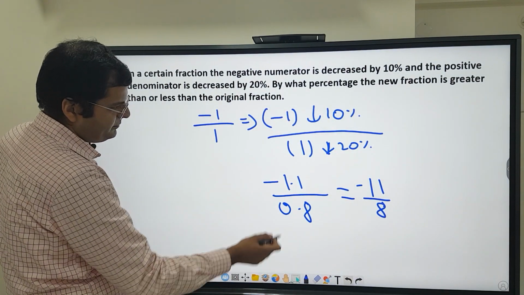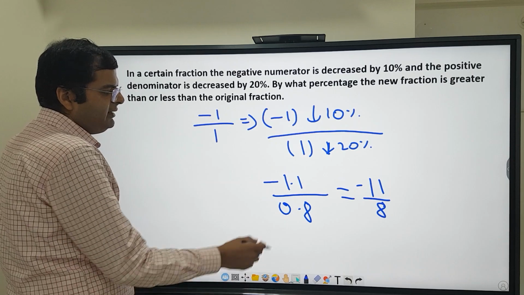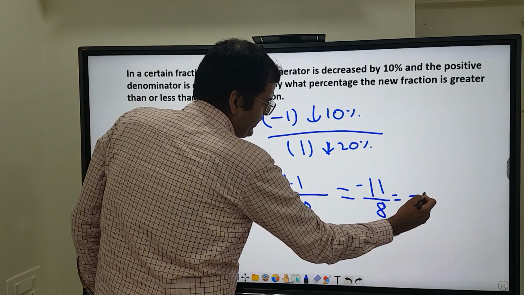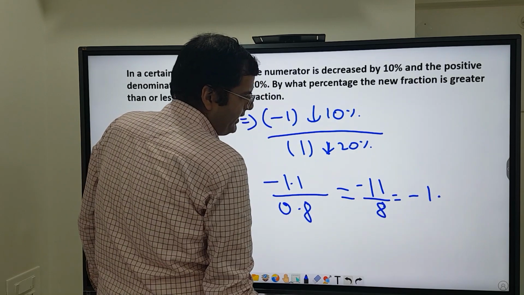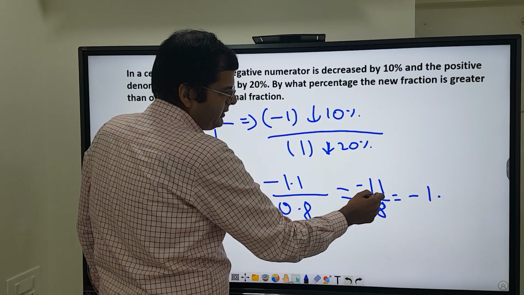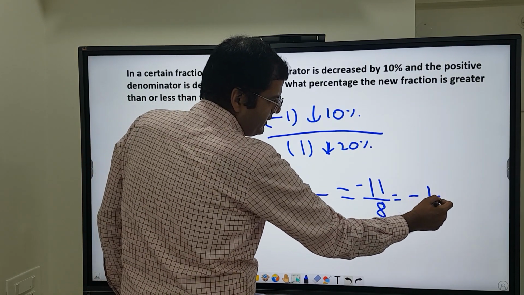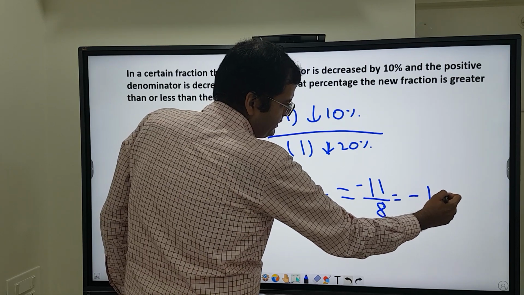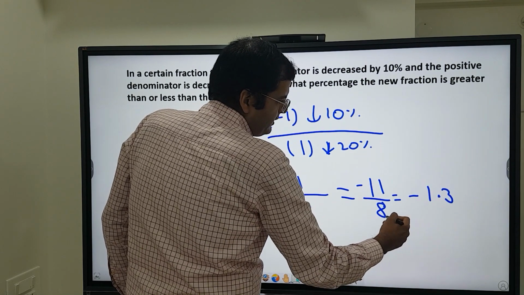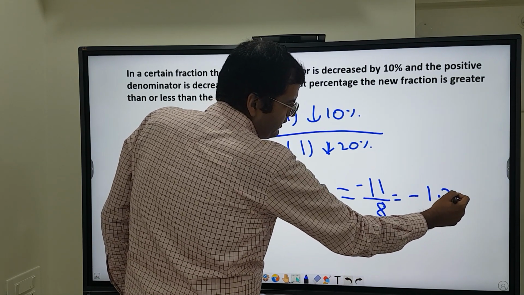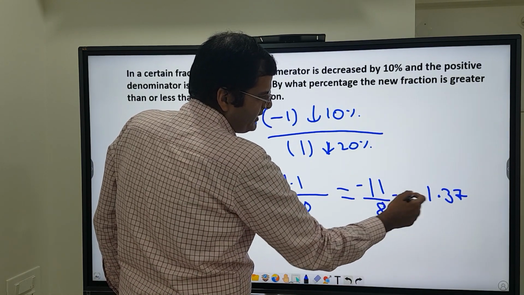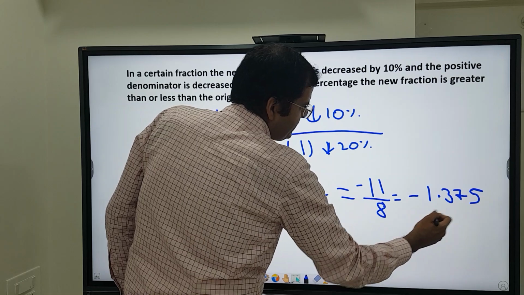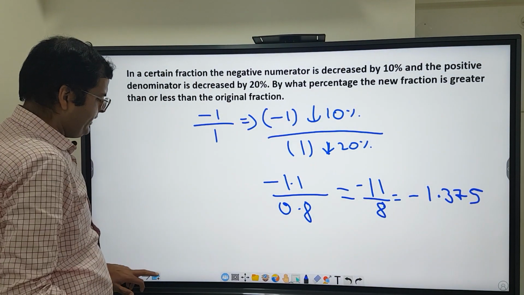1.1 is 11 by 8. So minus 11 by 8 will be equal to negative of, 8 ones are 8. Then you are left with 3 and 0. 8 3s are 24. Then 6 and 0. 8 7s are 56. And then 4 and 0, 8 5s are 40. So it is minus 1.375.